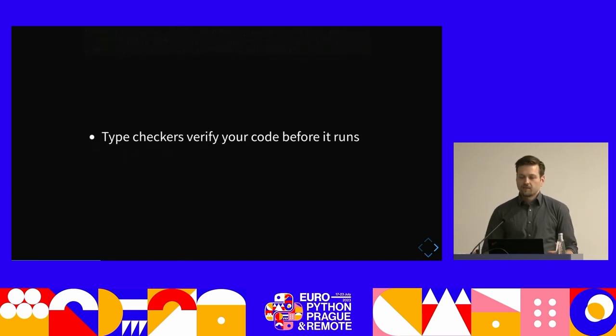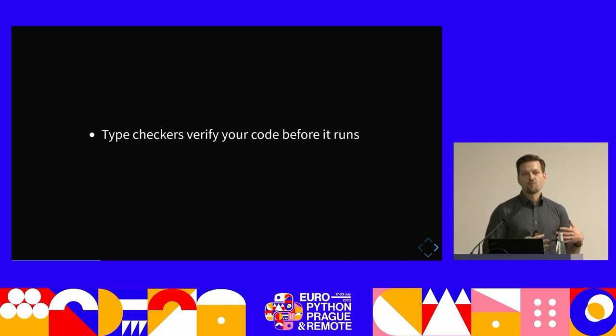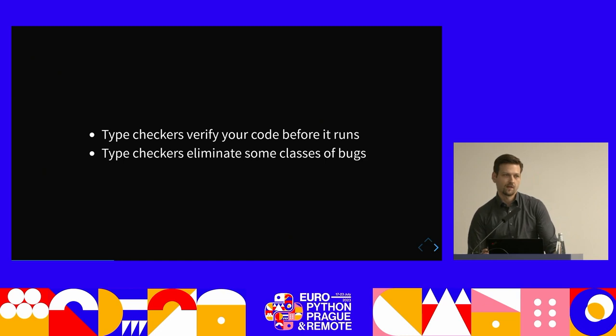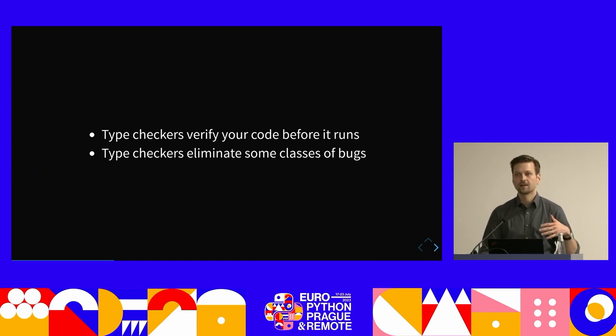Type checkers are interesting because they don't have to run your program. They run before your program runs, so they are a form of static analysis. Whereas the test that we saw before needs to execute your program somehow to find this error. And type checkers are actually able to eliminate some classes of bugs. So now that we are all on the same page about what type annotations and type checkers are, let's see what they can do for us.